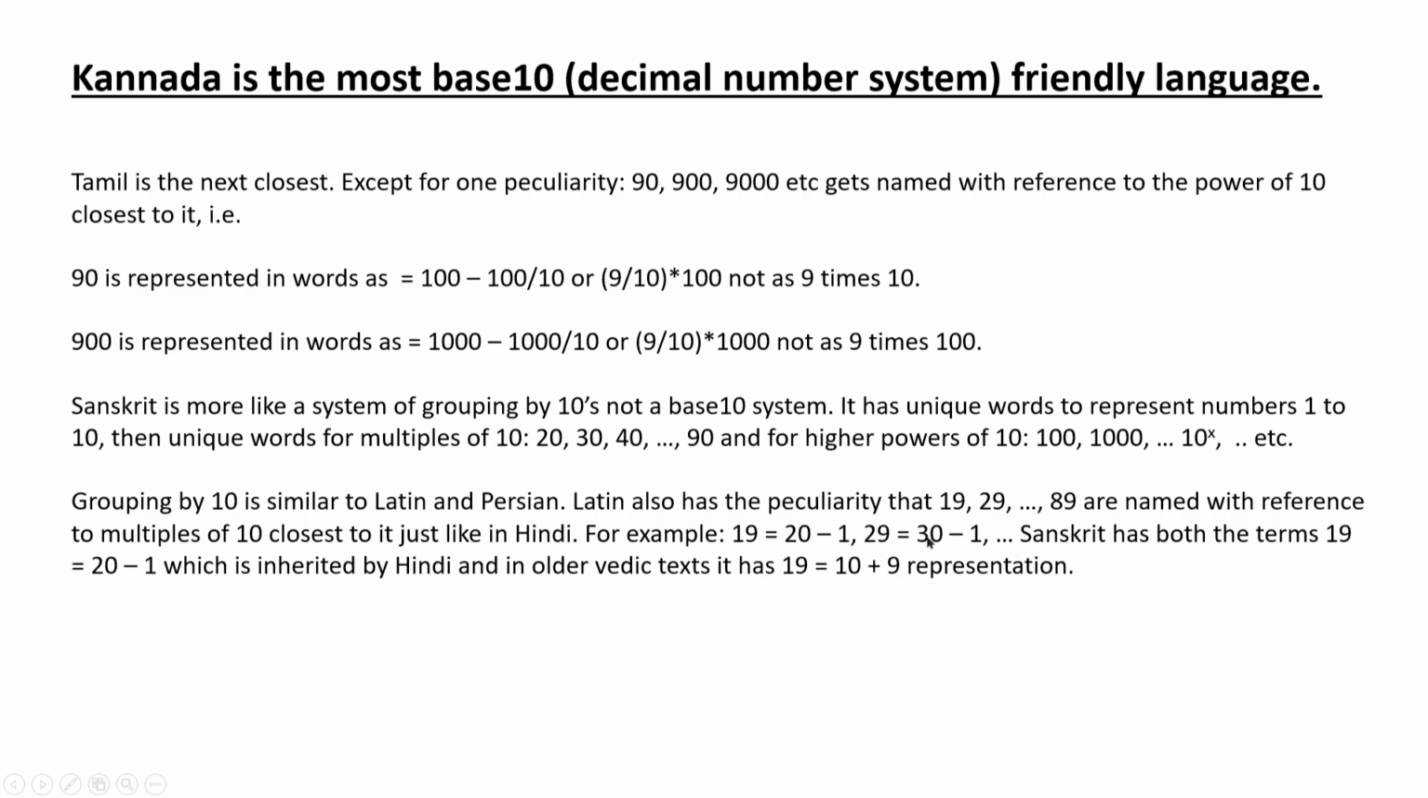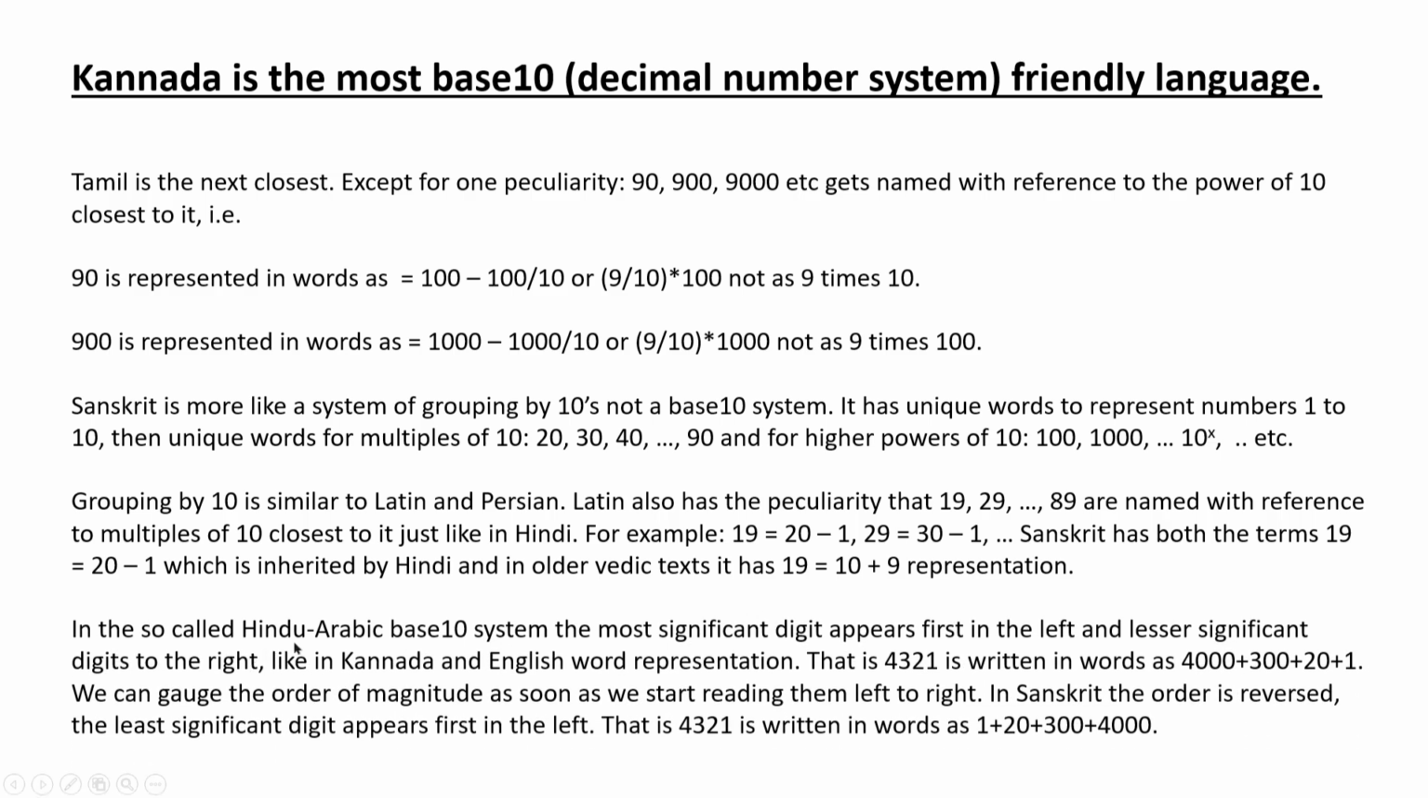In Hindi, numbers are written like this. Sanskrit has both these notations. In Sanskrit we write both the form 19 equals 20 minus 1. It has a word representation for this also, which is inherited by Hindi. And in older Vedic texts we have representation like 10 plus 9 instead of 20 minus 1. So this is why it's not exactly a base 10 system, base 10 friendly language.